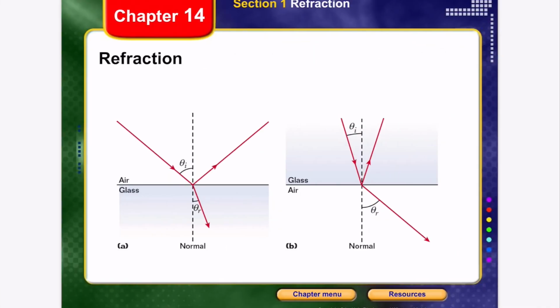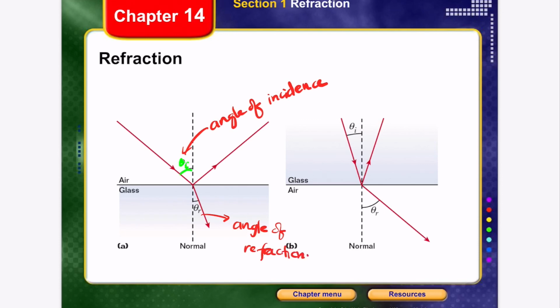This depends on two angles. There are two angles that we use. One is theta I. Theta I here represents the angle of incidence, which you already remember from the last lecture. Theta R represents the angle of refraction.